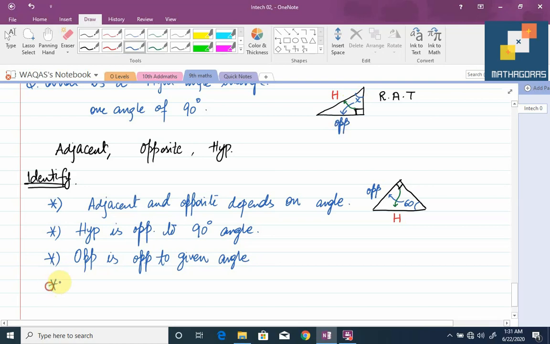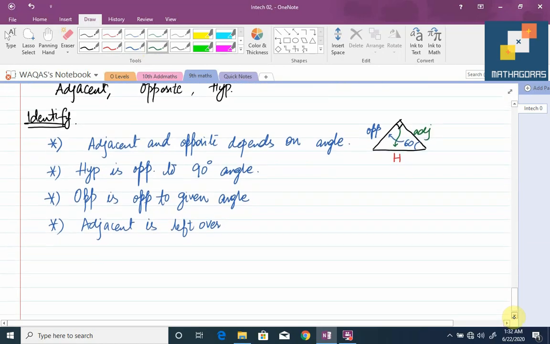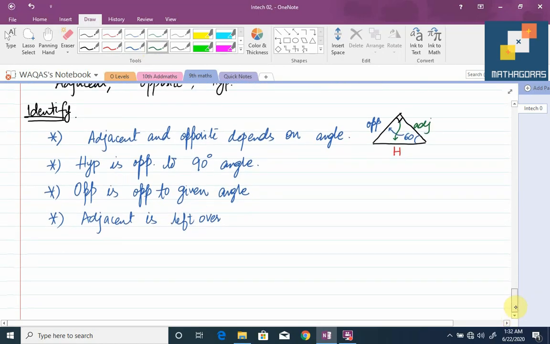And adjacent is what? There are three sides in a triangle. One is hypotenuse, one is opposite. So adjacent is basically the leftover side. The leftover side is adjacent. In this case, this is adjacent. So it is very important to identify the sides correctly. I hope that all of you note down all the points.